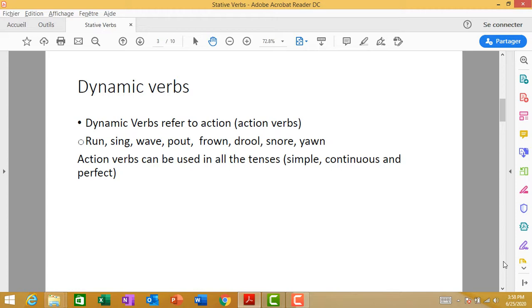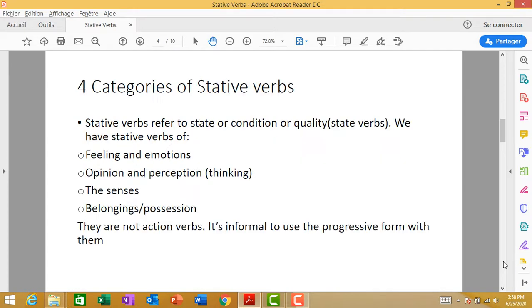Don't forget that natural language is informal language. So if you hear people break some of these rules when they speak, this doesn't mean that they are allowed to do it. So let's look at stative verbs. As opposed to dynamic verbs, stative verbs refer to a state, condition or quality. They are not action verbs. They do not refer to action.